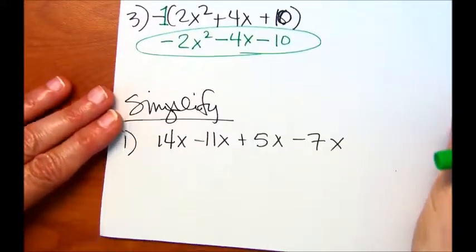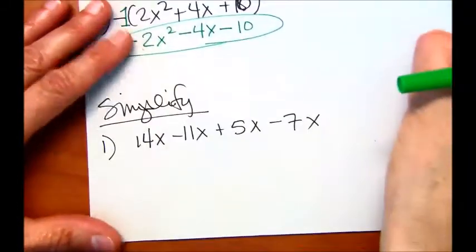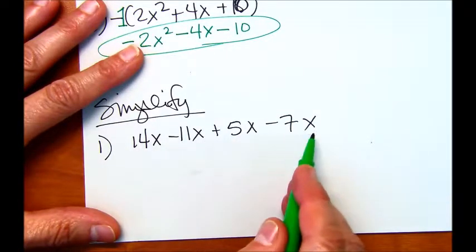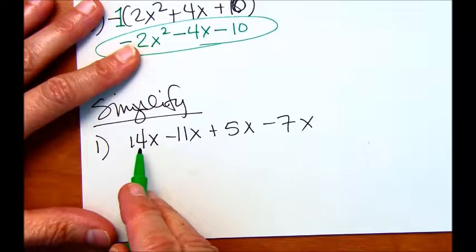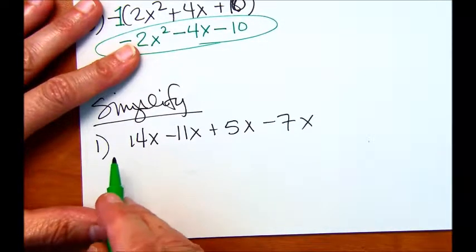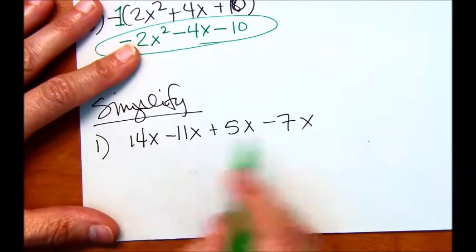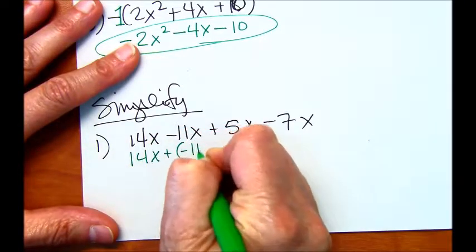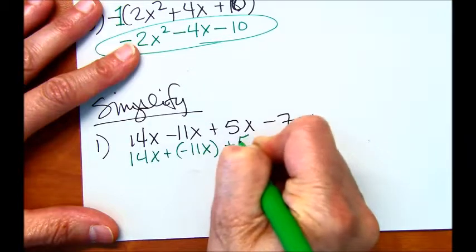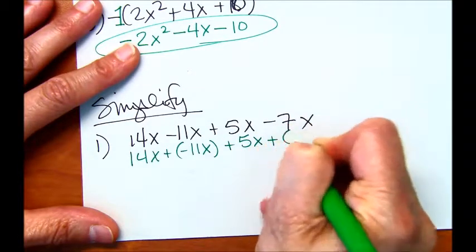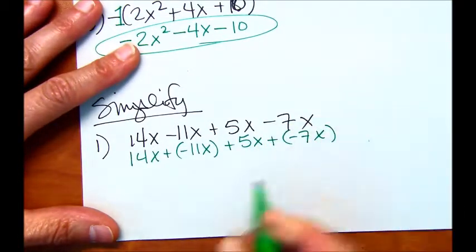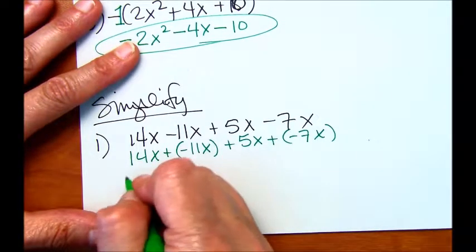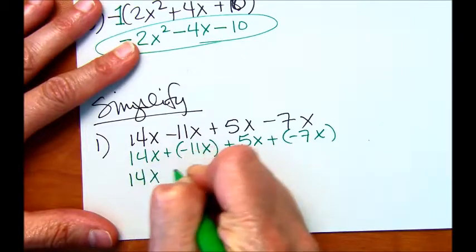Now we're simplifying, meaning we're combining like terms. And notice that all the terms are the same. They have an x in them, raised to the same power. So I think what I'm going to do is change this to addition. 14x plus negative 11x plus 5x plus negative 7x. And then I might just change things around a bit, put all my positives. That's commutative property.